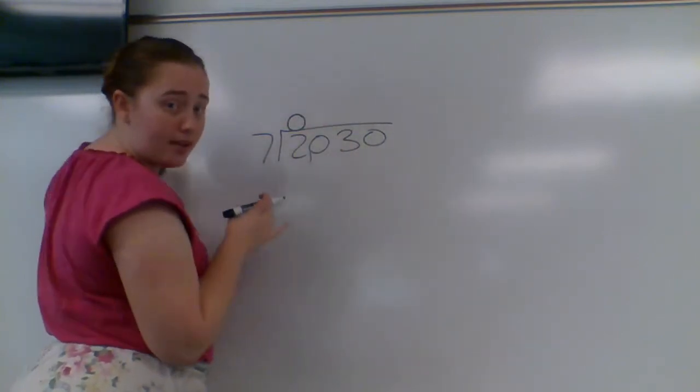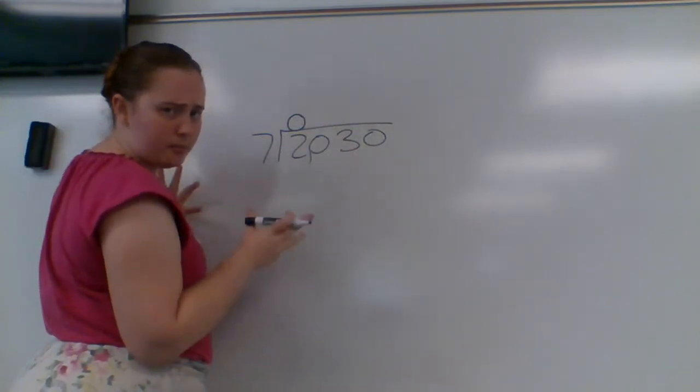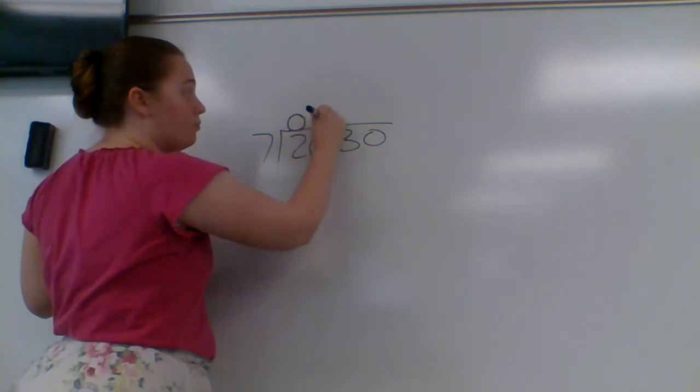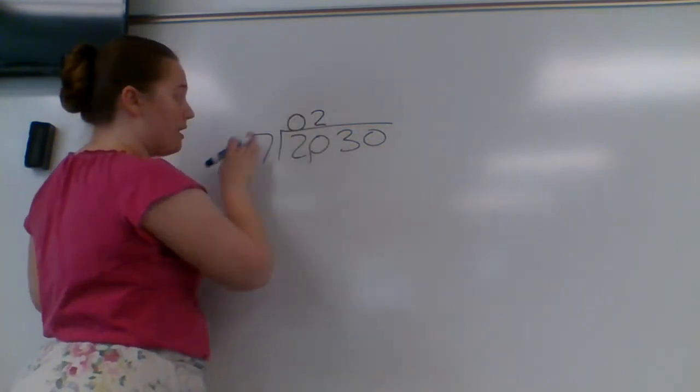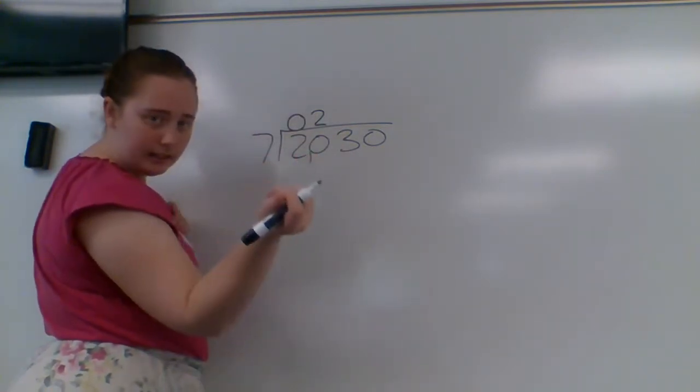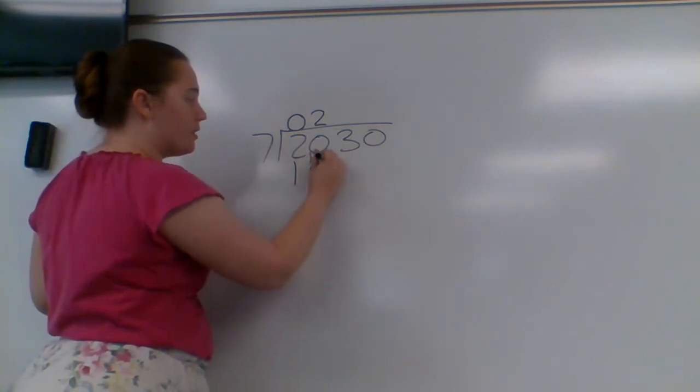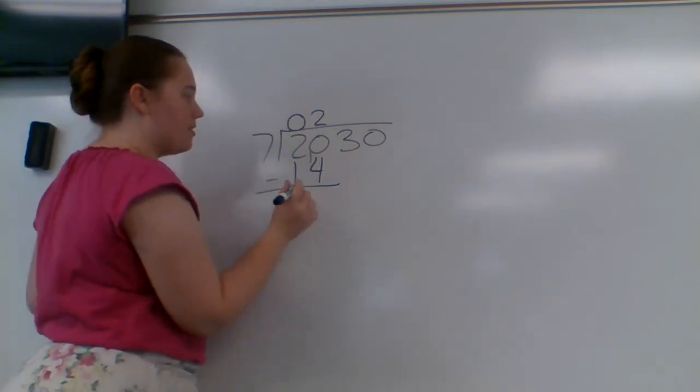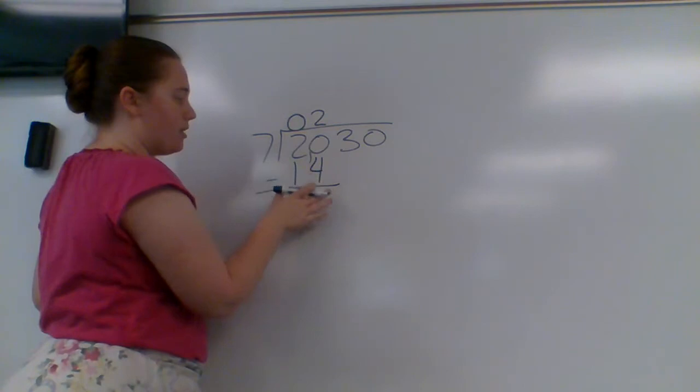Those numbers are too big, so let's go with the smaller number, 2. Let's try 2. 2 times 7 is 14. Let's go ahead and put 14 up there. Subtract. And I have 20 minus 14.